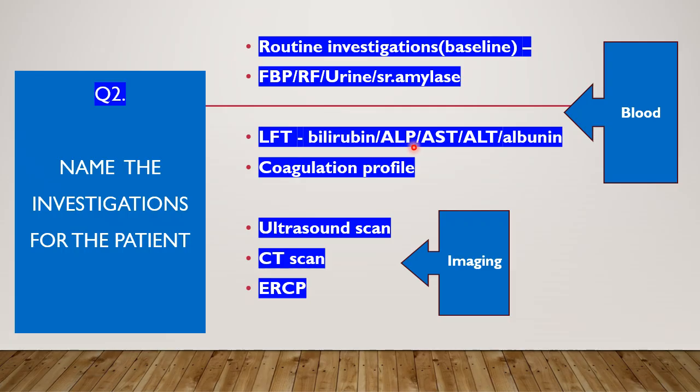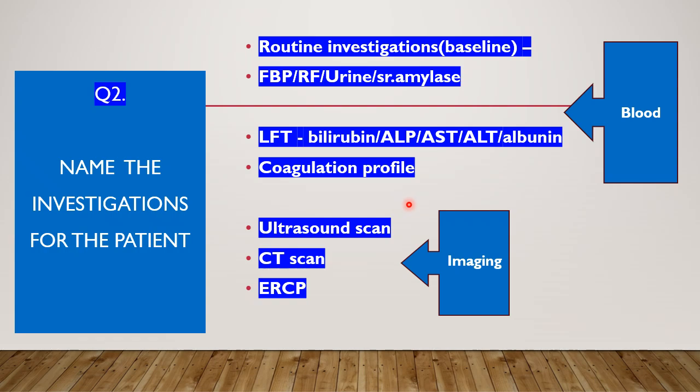Serum alkaline phosphatase also will be markedly raised in patients with obstructive jaundice. Then the liver enzymes AST and ALT are also important, which may indicate whether some form of hepatitis is the cause of the problem. And of course, albumin is important to know the liver function. So in a patient with jaundice, coagulation profile is very important. So we must do a prothrombin time, clotting and bleeding time as well.